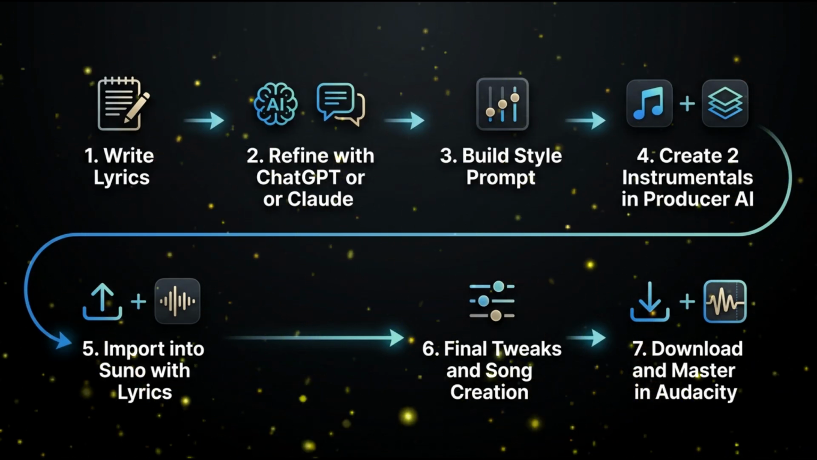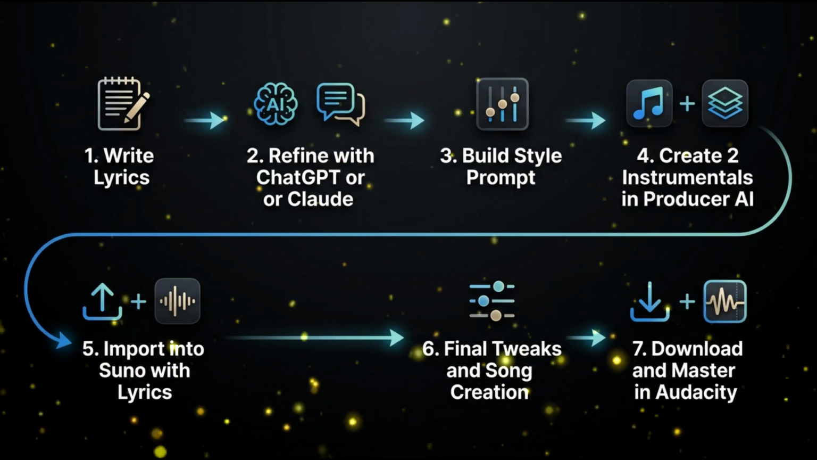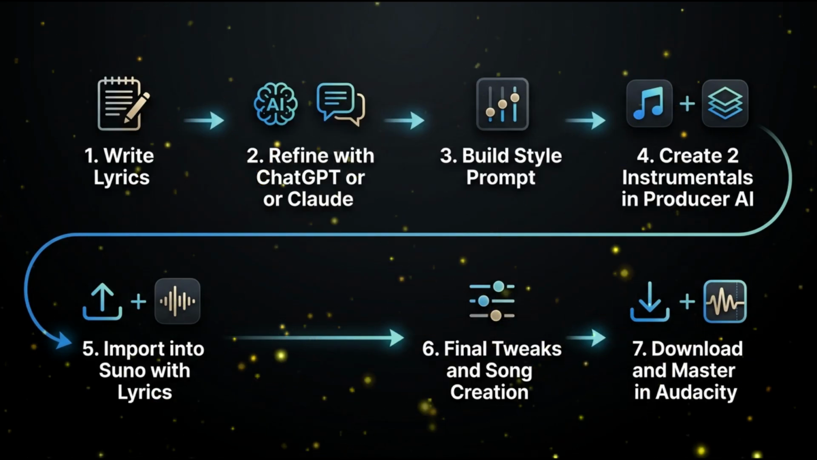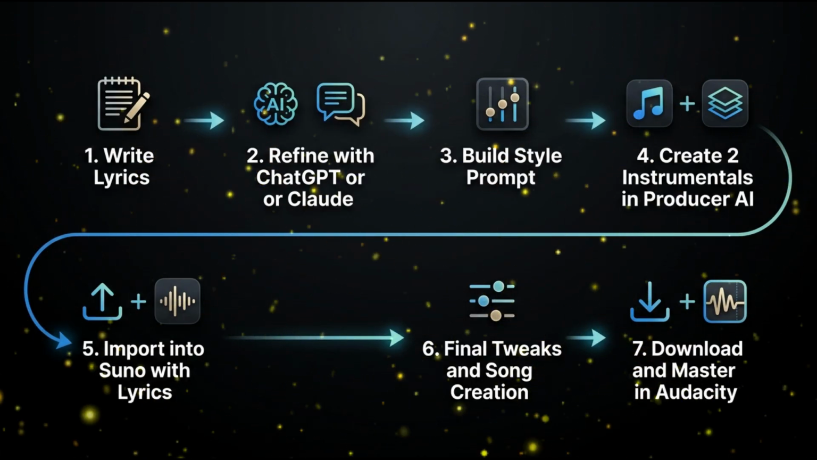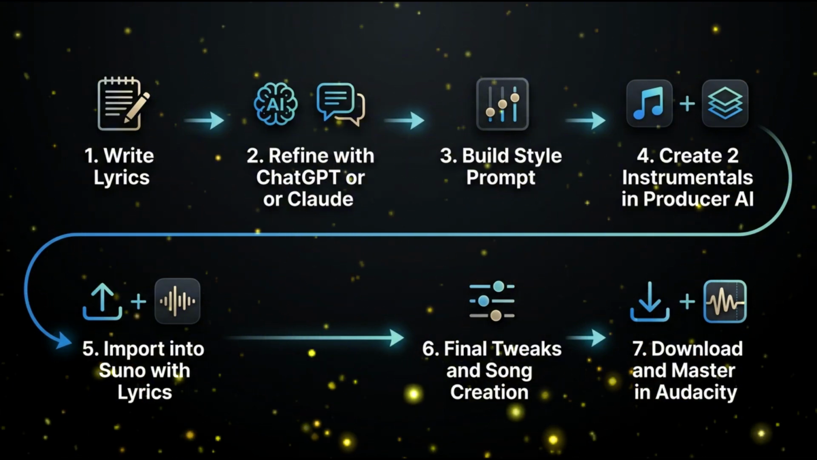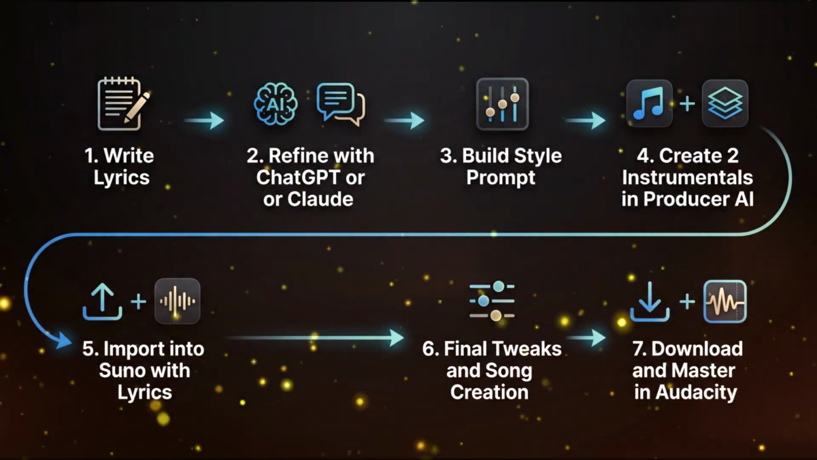This is how you move beyond basic one-prompt AI songs and start building tracks with intention. The main lesson is simple. Better AI music comes from better preparation. If you give the tools stronger lyrics, a clear structure, a better sound prompt, and a good instrumental foundation, you are much more likely to get a song that actually works.